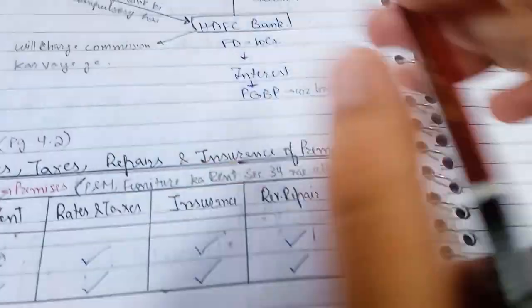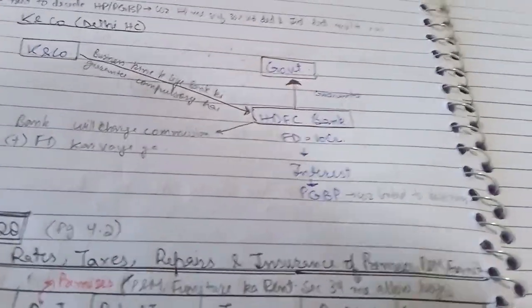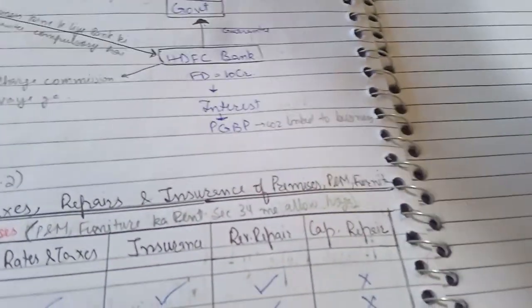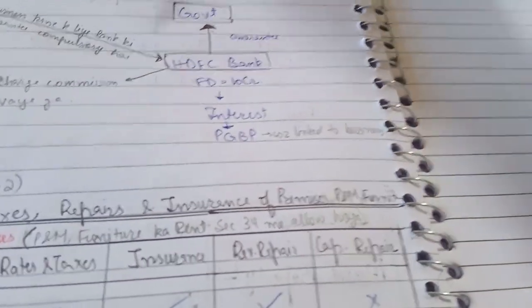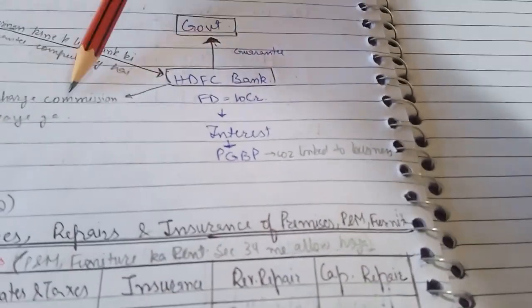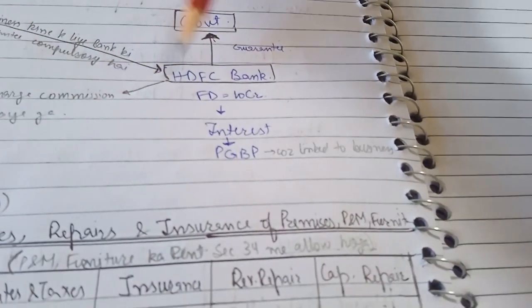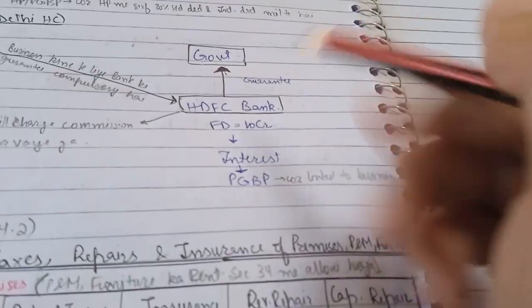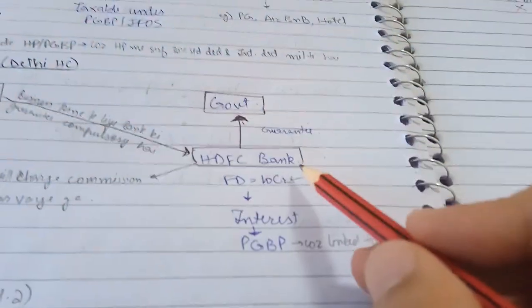After that is the Delhi High Court case law of K and Company. K and Company was engaged in some business, I think lottery business, and they needed a bank to give guarantee to the government on behalf of K and Company. So for that, the bank not only will charge commission, but it also asked K and Company to make an FD with the bank, and this is an assumed amount of 10 crore rupees.